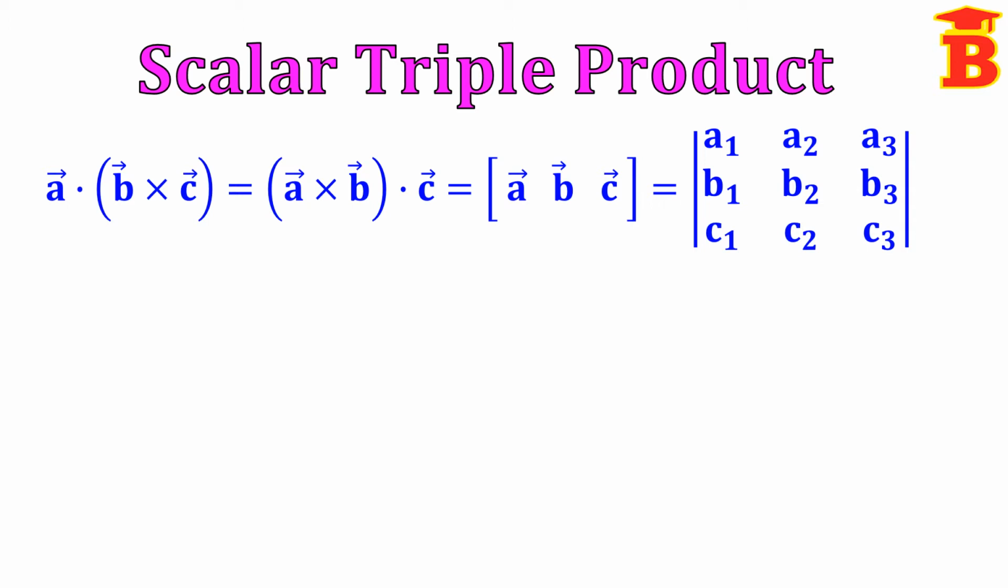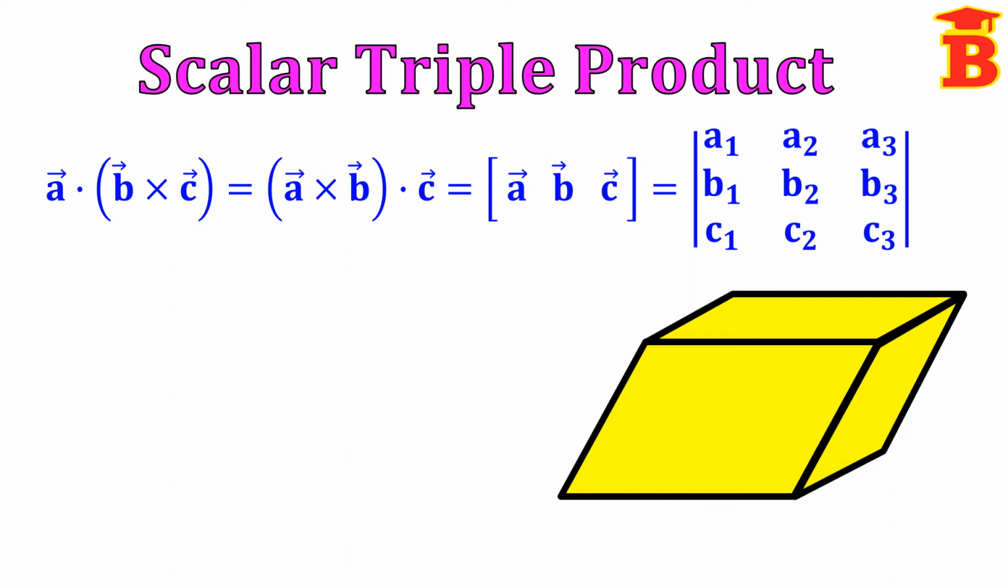And the formula is determinant first row A vector numbers, that is A1, A2, A3. Second row B vector numbers, that is B1, B2, B3. Third row C vector numbers, that is C1, C2, C3.